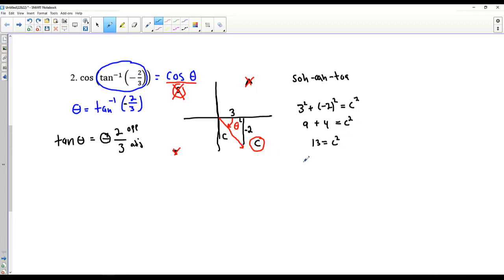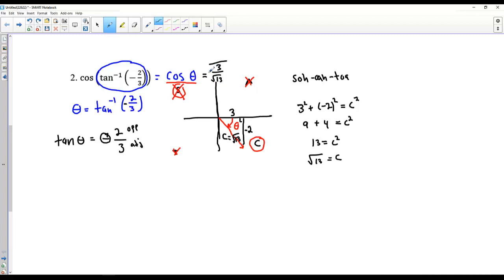And because it's the hypotenuse, we just care about the positive part of it. So root 13 is equal to c. And so here you can write, if you want, c equals square root of 13. And so for the cosine of theta, it's just the adjacent over the hypotenuse. So it'd be 3 divided by root 13.